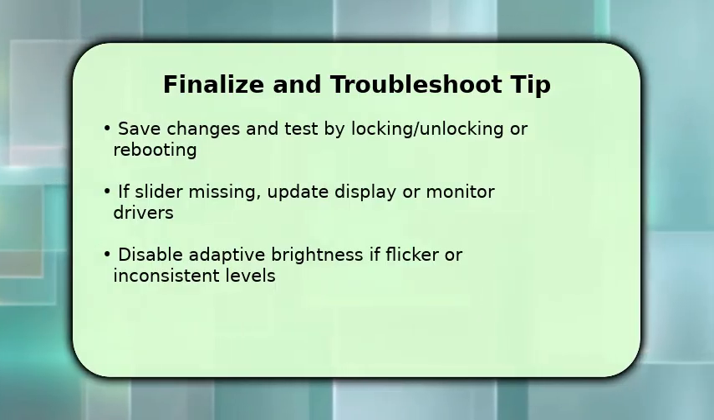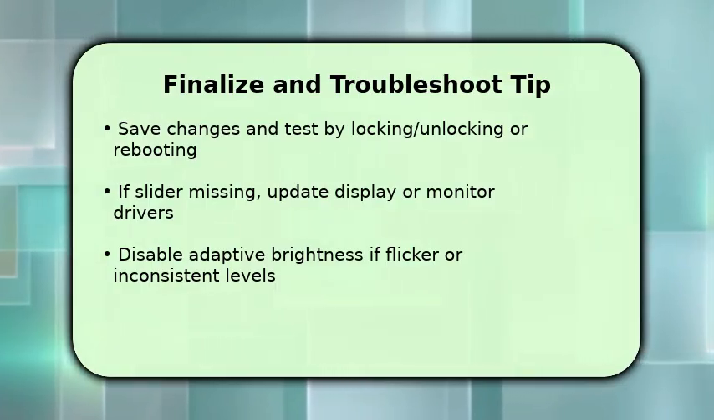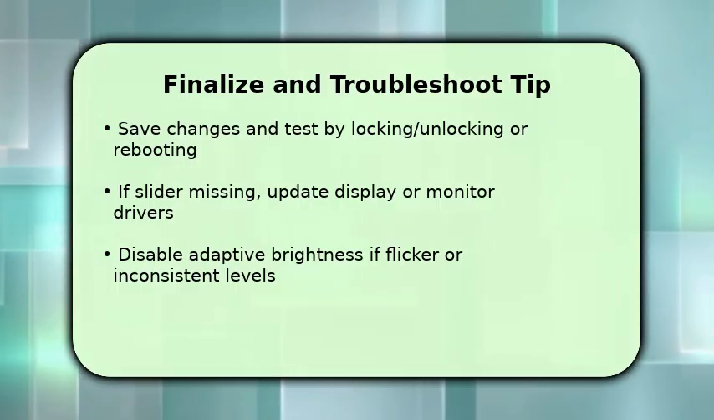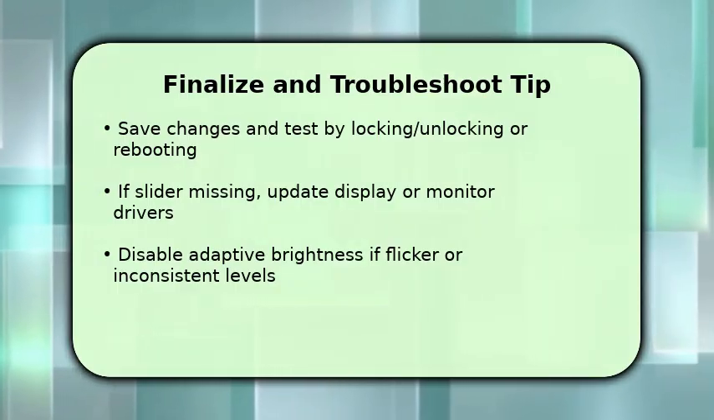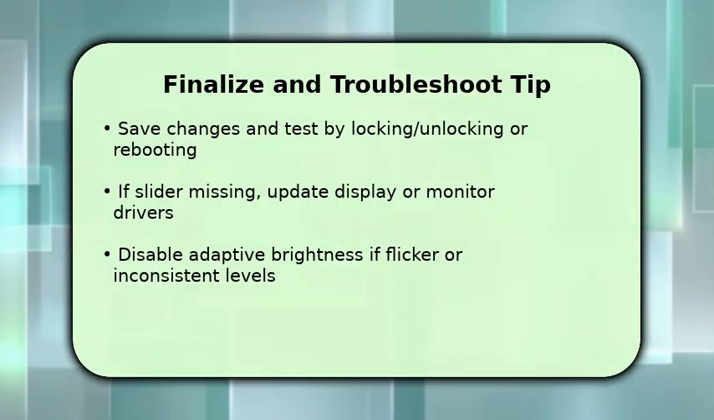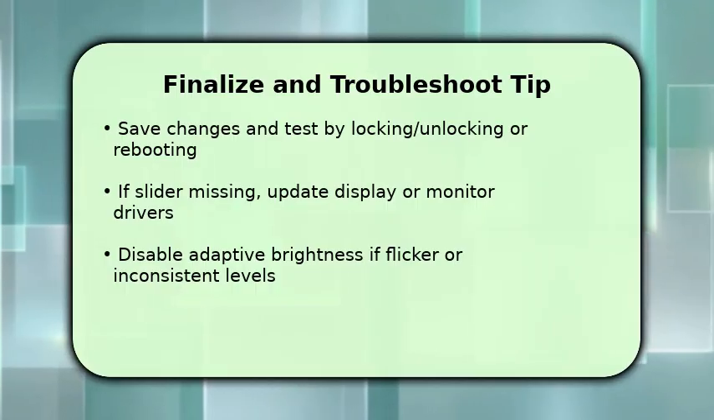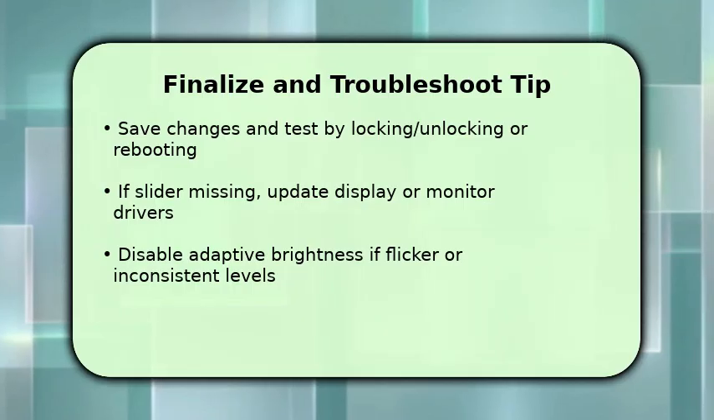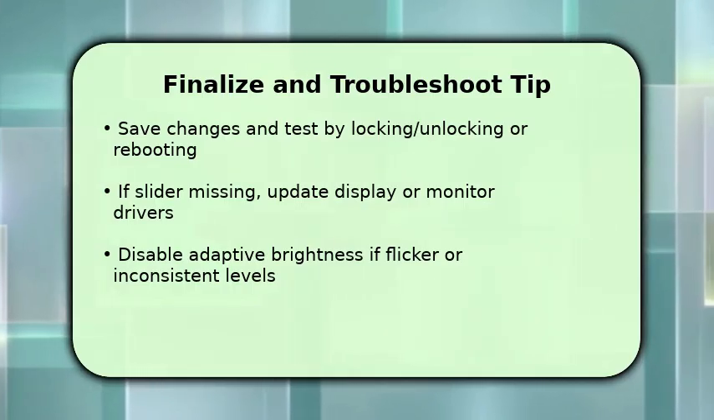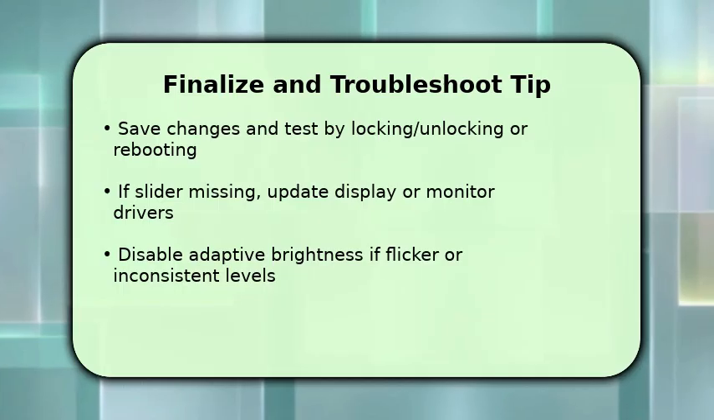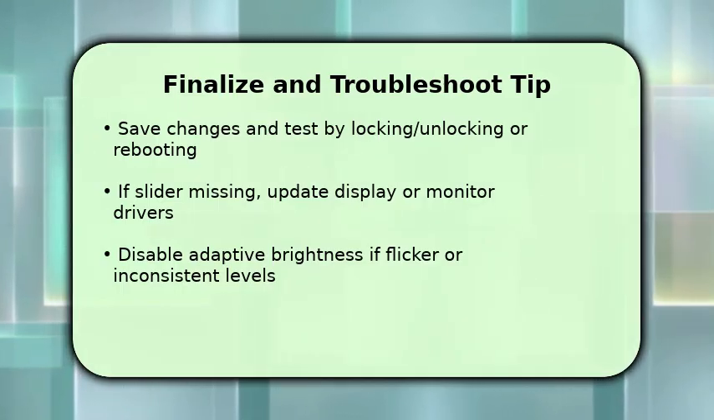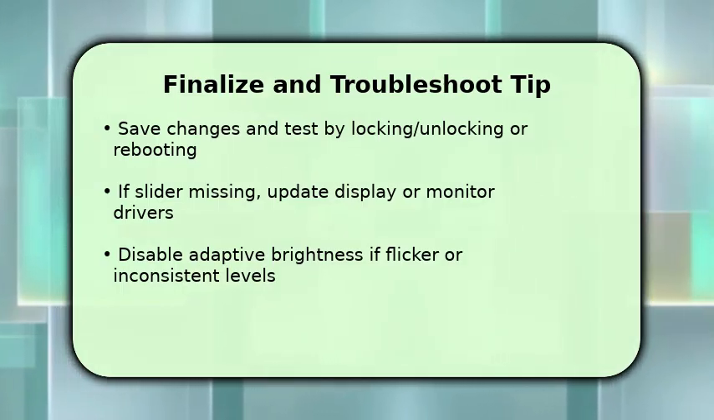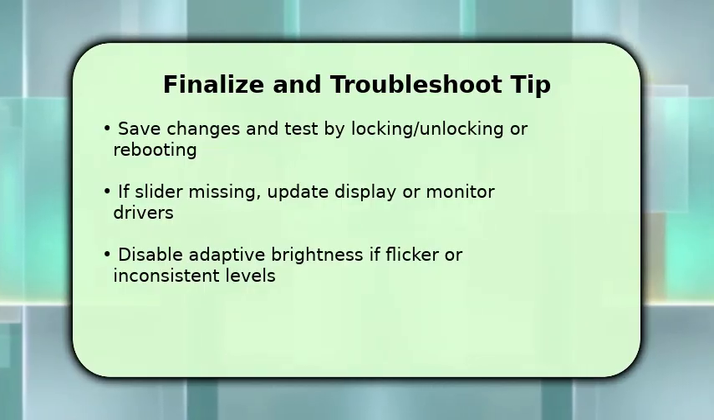If the brightness slider is missing or grayed out, check Device Manager and update your display or monitor drivers. Often installing the OEM driver restores the control. One key troubleshooting tip: if brightness changes unpredictably or flickers, disable adaptive brightness in the advanced power settings and in your graphics driver control panel, because conflicting automatic controls commonly cause inconsistent brightness.